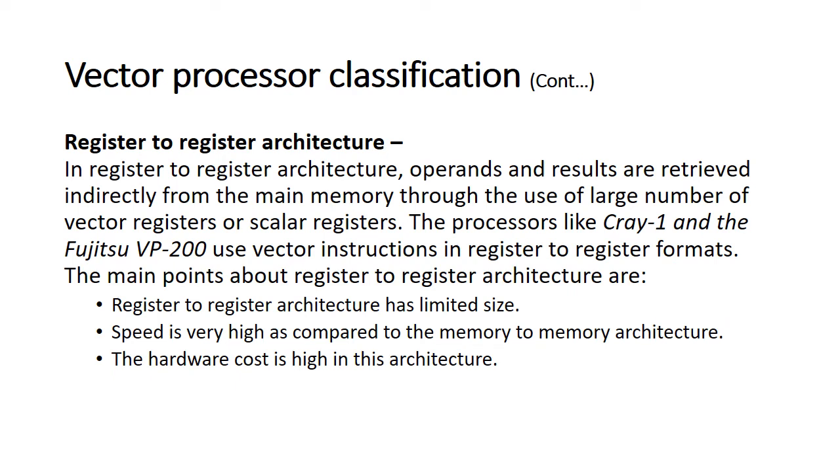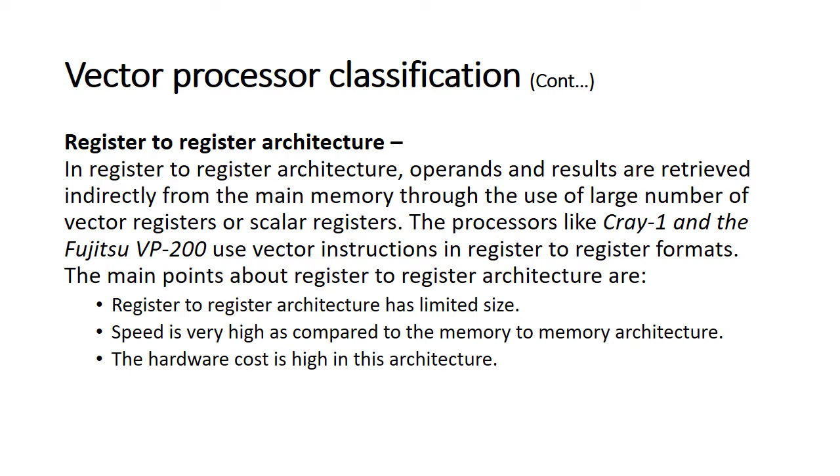In register to register architecture, operands and results are retrieved indirectly from the main memory. That means in memory to memory, data is retrieved directly from main memory, but in register to register architecture, the operands and results are retrieved indirectly from the main memory through the use of a large number of vector registers or scalar registers. Processors like Cray 1 and Fujitsu VP200 use vector instructions in register to register formats.